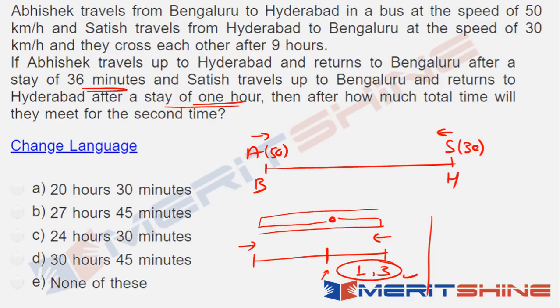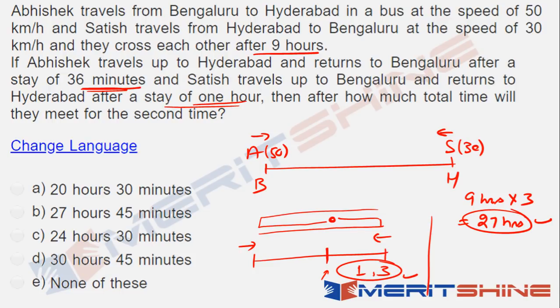Had they not stayed at all, after how many times would the meeting have happened from the start? For the first meeting, 9 hours. So 9 hours into 3, 27 hours. This is for the case where I'm assuming they did not stay back for any time, but they stayed back.